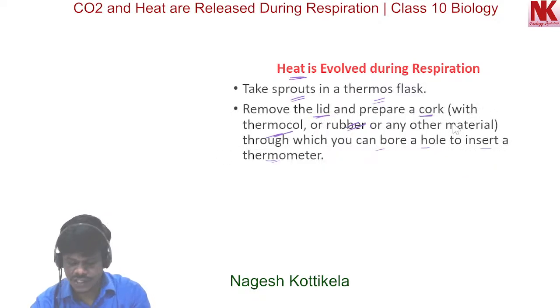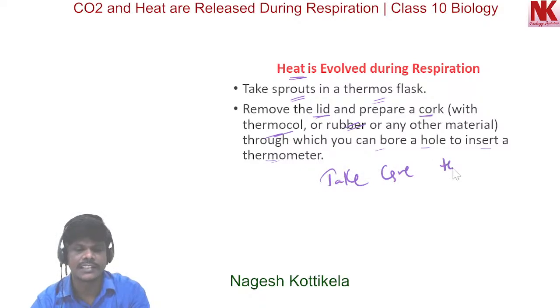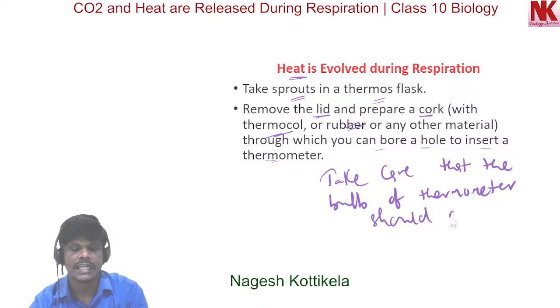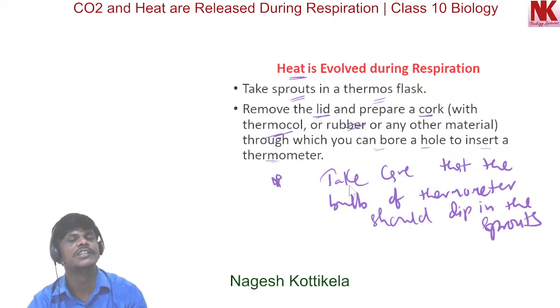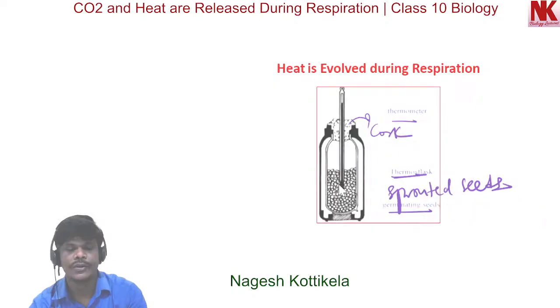Now after this, one very important aspect: take care that the bulb of the thermometer should dip in the sprouts. So this precaution is needed. This is one important precaution while performing this activity. So take care that the bulb of the thermometer is dipped in the sprouts. If you check this figure, you can see this is the bulb of the thermometer and it is dipped in the sprouted seeds. You can see this is the level of the sprouted seeds. All these are the sprouted seeds and the bulb of the thermometer is dipped inside. So this is how the apparatus is arranged.